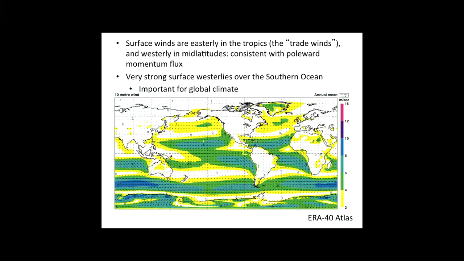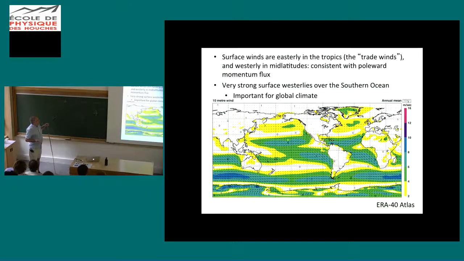Now the surface winds are easterly, and Tapio talked about the trade winds. He must have shown a very similar picture. This is the 10 meter wind, 10 meters above the surface, annual mean, and you can see these trade winds easterly in the tropics and very strong westerly, especially in the Southern Ocean, and that's consistent.